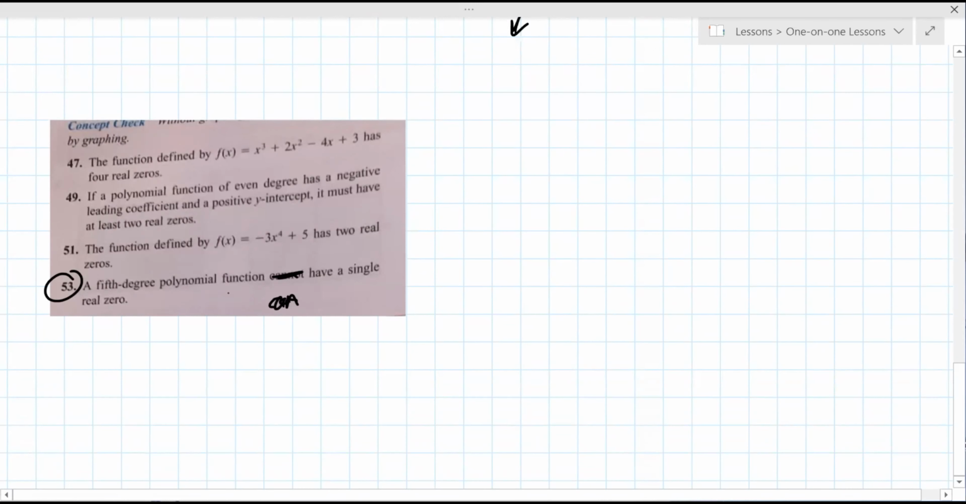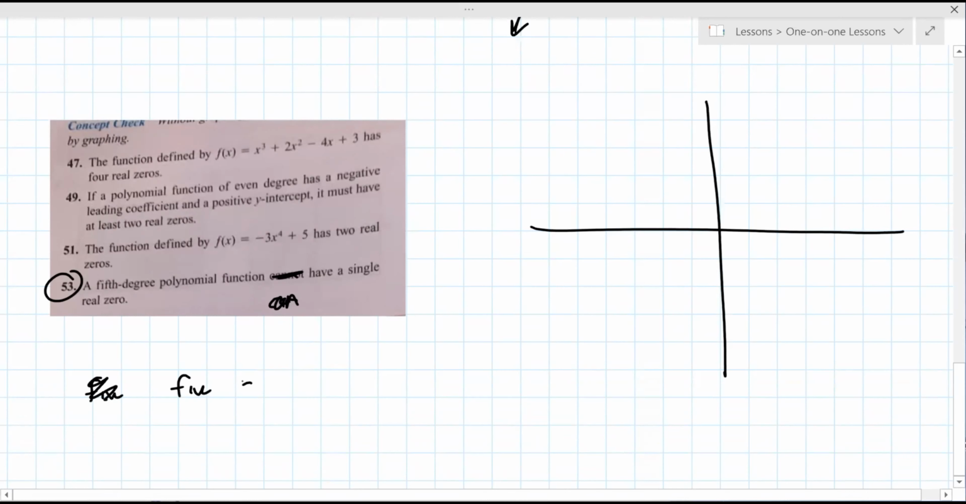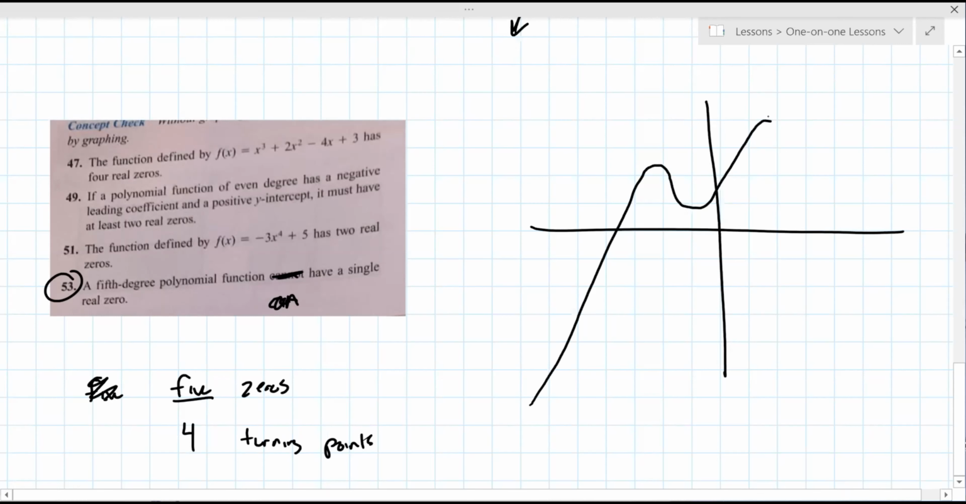So fifth degree polynomial, can it have a single real zero? Well, here is a fifth degree polynomial. A fifth degree polynomial could have 5 zeros. But there's also this thing about turning points. Do you remember that from class? Yeah, I do. So it's this number minus 1. So it could have 4 turning points. So here's a fifth degree polynomial. It crosses, turns, that's 1 turning point, turns again, that's a 2nd turning point, turns again, and turns again. So there's 1, 2, 3, 4 turning points.